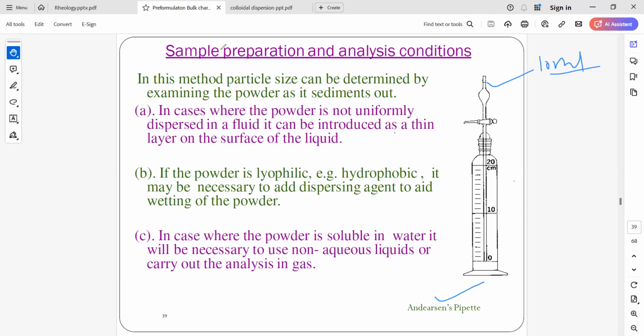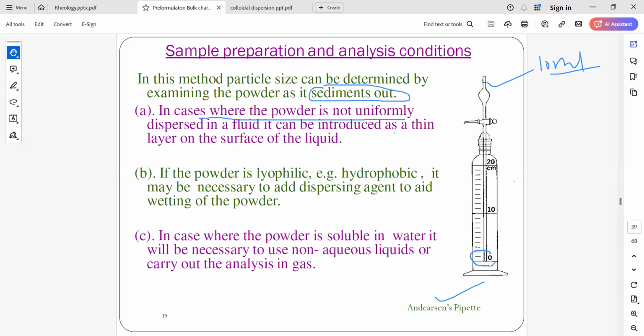Type your answer in the chat box. As we have discussed, it is based on sedimentation, so whether it will be weight distribution or number distribution. Weight distribution or number distribution in case of the sedimentation method, the Anderson apparatus. It will be weight distribution. Okay, yes, Roho, very good. Yes, Gayatri, very good. So it will be weight distribution.